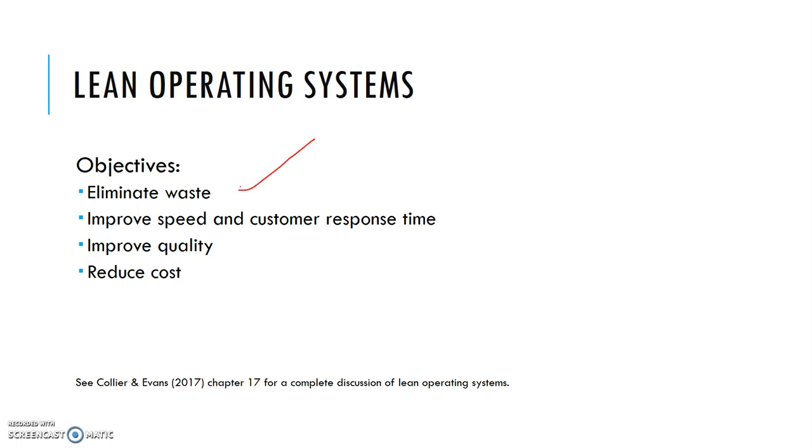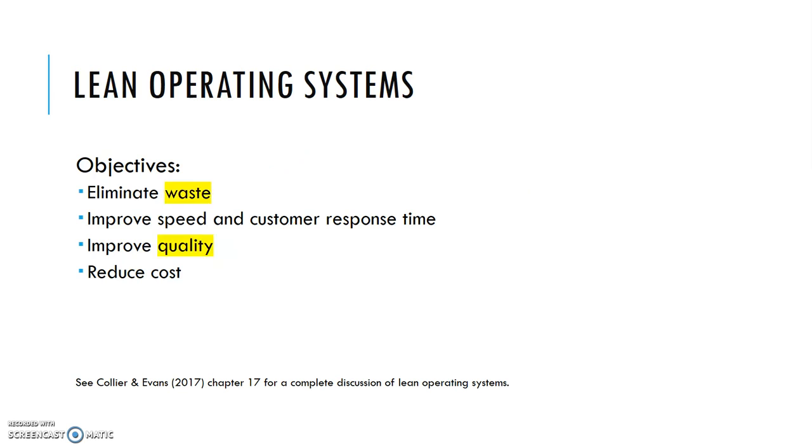So when we're talking about lean systems, we're thinking about eliminating waste, but we're also talking about, at the same time, improving speed, the process speed or customer response time. We're also talking about improving quality, and at the same time, reducing costs. So in a lean system, we want to try to accomplish all of those things at the same time, not just one, but all of them simultaneously.